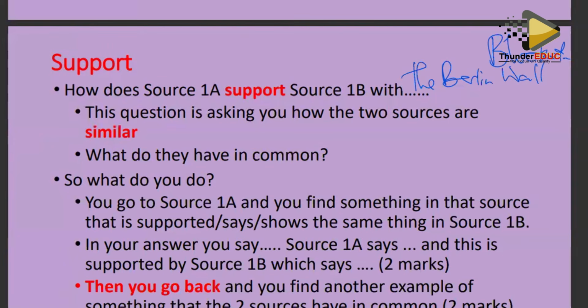This question is asking you how the two sources are similar. Be mindful of that. You must see how source 1A is similar to source 1B with regard to the events of the Berlin Wall or the Berlin blockade. What do they have in common? What are the similarities? What common ground do they share in terms of the information they are portraying?